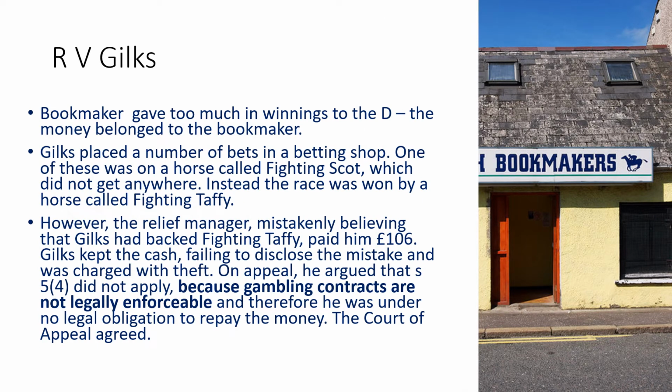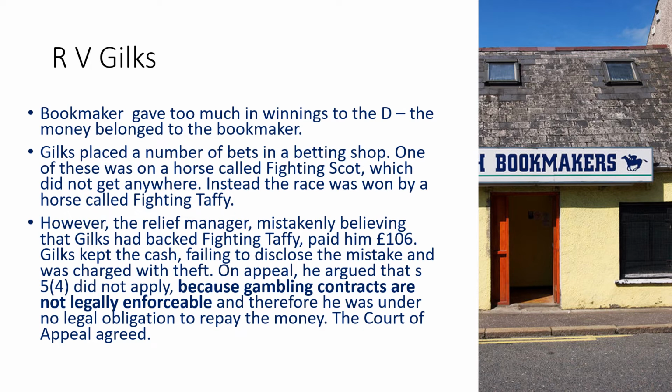Now, in an unusual case, we have the case of Gilks. In this case, the bookmaker gave too much winnings to the defendant. The money was considered to belong to the bookmaker, but we're going to explore why he wasn't guilty of the offence. Now, Gilks placed a number of bets in the betting shop. One of these was on a horse called Fighting Scot, which didn't get anywhere. Instead, the race was won by a horse called Fighting Taffy. Now, the relief manager in this case mistakenly believed that Gilks had backed Fighting Taffy, paid him £106, and Gilks kept the cash, failing to disclose the mistake, and was charged with theft.